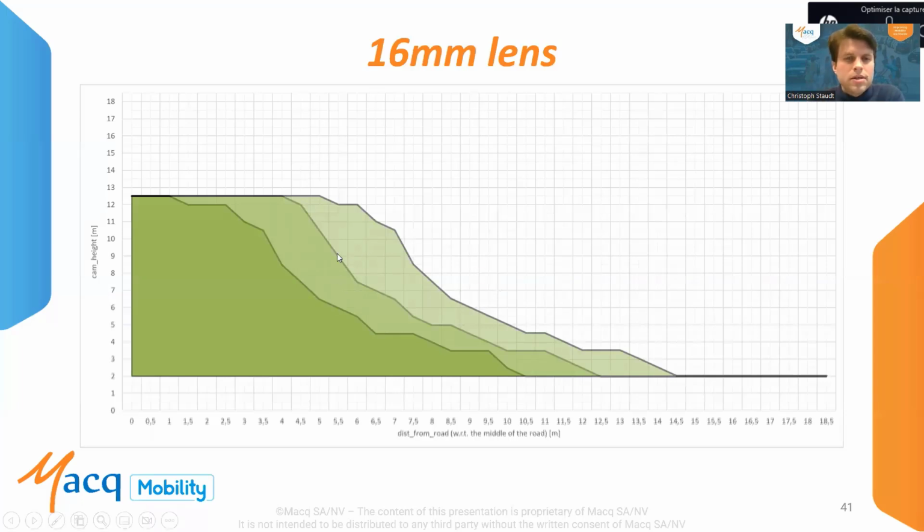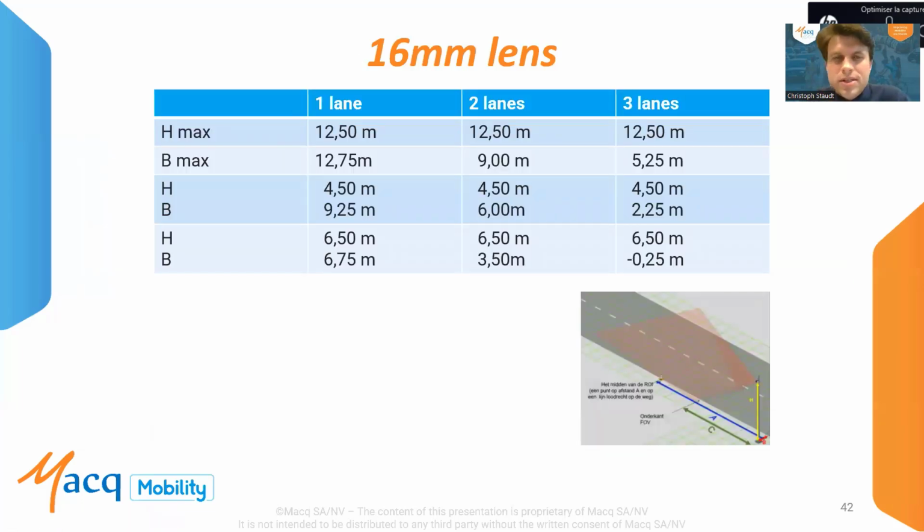If you have 2 lanes, then the area between dark and light green shows, once you have chosen a height, how far you can install your pole from the road. And the dark is when you have 3 lanes. There it shows the possibilities of choosing a height, and then depending on the height, you can choose the distance to the road. This is a scenario for the 60mm lens. Also here a table with the same information, only the boundaries, where you can see the maximum height, the maximum distance to the road, and then 2 examples.